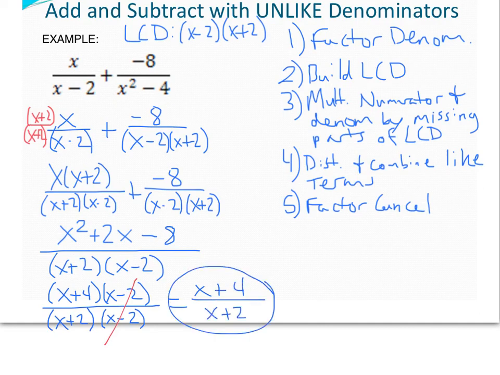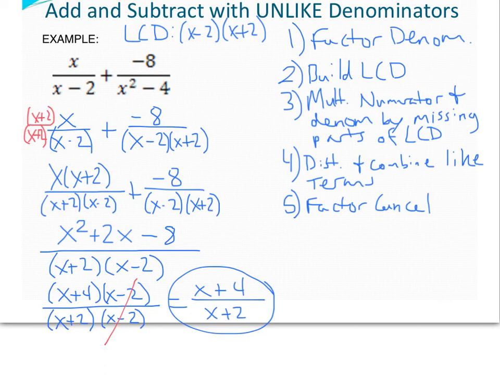In my final answer, I should never have parentheses or anything like that. I should have everything multiplied out. So if nothing cancels, like if these didn't cancel, I'd have to multiply everything back together and write it out. But here it canceled. I'm left with these. This right here is my answer. I'm done. I'm good to go.